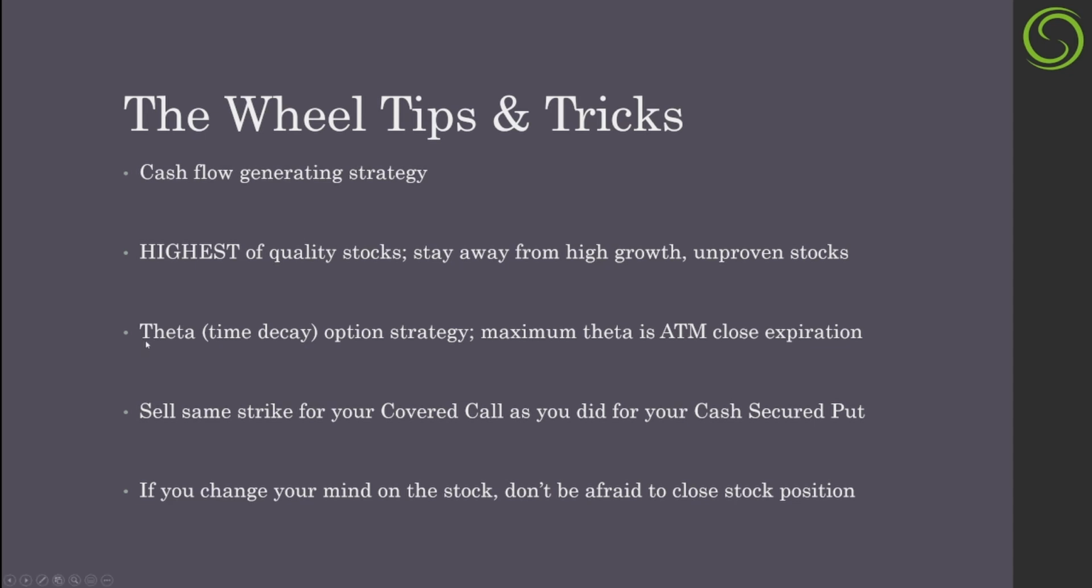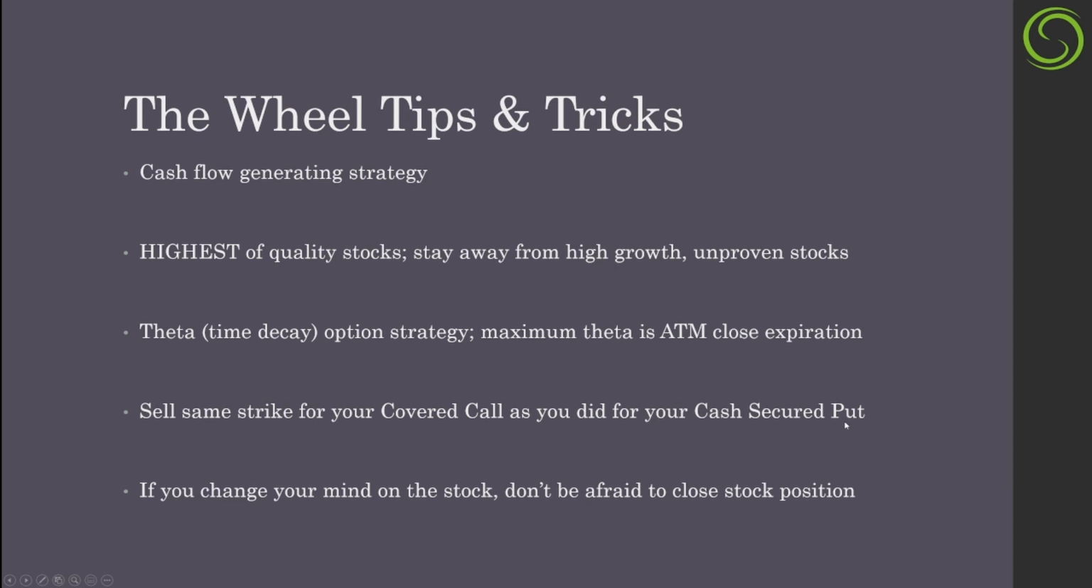So we're going to be looking for the highest theta, or the highest time decay, that we can find in our option strategies, and the maximum theta is at the money, close to expiration options. So when you start out doing cash secured puts, you're going to want to start at the money, closest to expiration, because that is where you can bring in the most cash. Now, when you do eventually get assigned shares, this is one of the top tips I have for you, because I don't really see anybody cover this in other wheel strategies: you want to sell the same strike for your covered call as you did for your cash secured put.